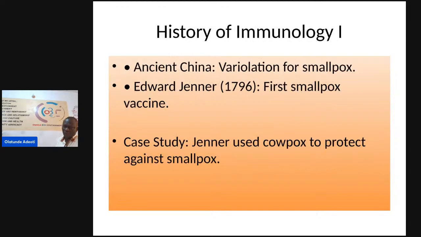Then history of immunology. This can be dated back to ancient China when variolation was introduced for smallpox. That is when it started, when they discovered that if you take somebody who is infected with smallpox and inject that into another person, the person will recover. So that was dated as far back as ancient China. And the first discovery was by Edward Jenner. That was in 1796, when the first smallpox vaccine was developed.